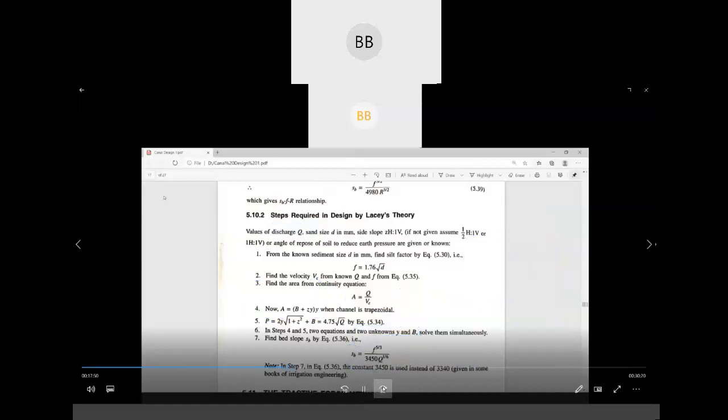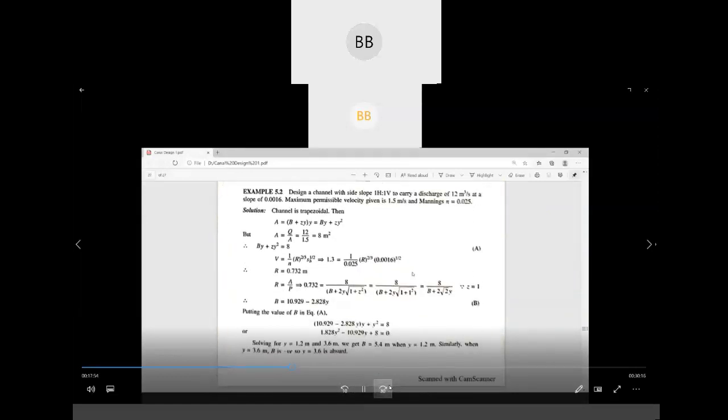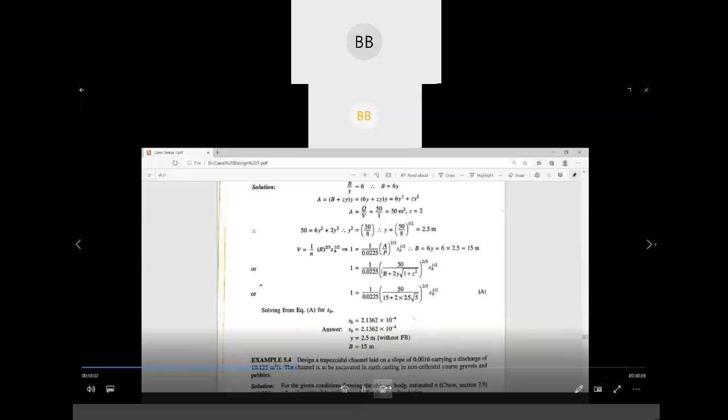You have not solved any numericals related to Kennedy's theory. Okay, so first we solve numericals related to Kennedy's theory.